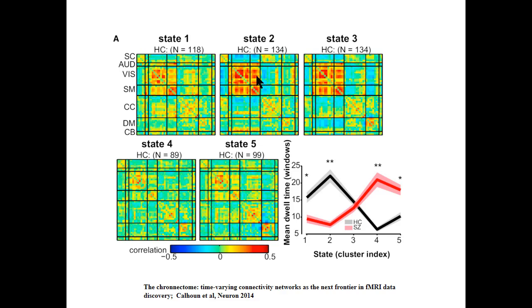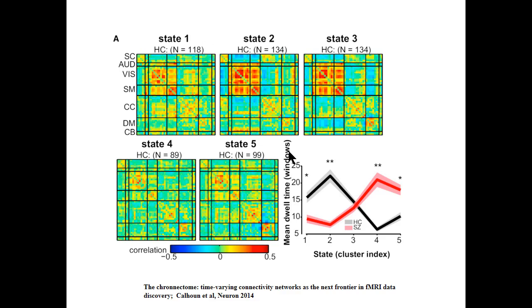This is an example from Vince Calhoun's group where they did that clustering and identified 5 different states, and compared healthy controls and patients. These are the states in the healthy controls. For each state, there's a different connectivity matrix. Then you can start asking questions like, how often does the brain spend in each state? How does the brain transition between one state and the next?